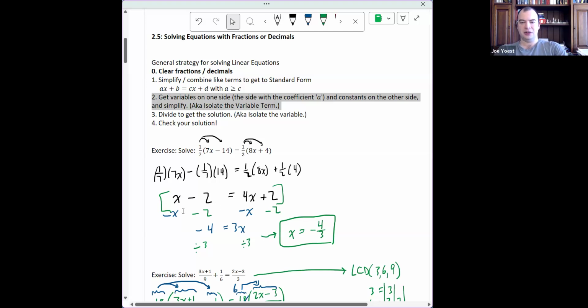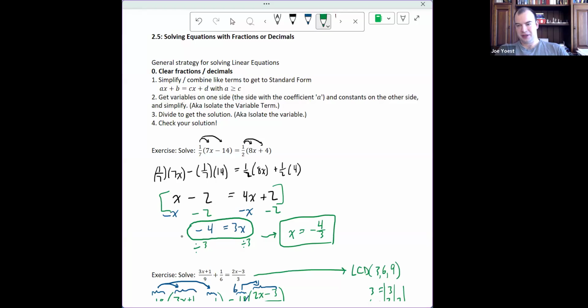But here I said, okay, I'm going to move the x over to the right. So I'm going to subtract x off both sides. And then I want to get this plus 2 off of the right side, so I subtract 2 from both sides, leaving me with 3x equals -4. I've isolated the variable term. I'll isolate the variable by dividing by 3. x equals -4/3. Any questions on that one?